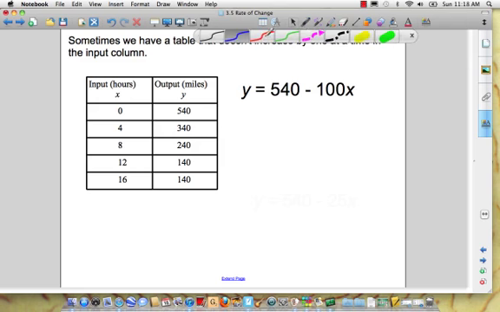But if you think about it, you'll realize that that is not quite right, because, I better cross it out, if you plugged in, say, 4 for x, well, 100 times 4 is 400. 540 minus 400 is 140. So that doesn't work. What's happening here is we can't just take this difference of 100 and assume that's the rate of change, because that took 4 hours to happen. So here's what we need to do.